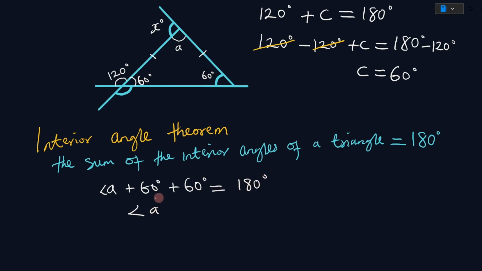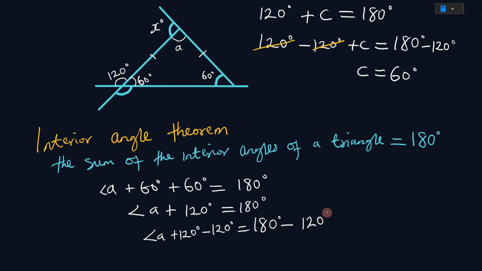Angle A plus 60 degrees plus 60 degrees, which is 120 degrees, should be equal to 180 degrees. So angle A plus 120 degrees is equal to 180 degrees. In order to find angle A, we subtract 120 degrees from both sides. Angle A plus 120 degrees minus 120 degrees is equal to 180 degrees minus 120 degrees. 120 minus 120 will give us 0. Therefore, angle A is equal to 180 degrees minus 120 degrees, which gives us 60 degrees. That means A here will be 60 degrees. Let's substitute.